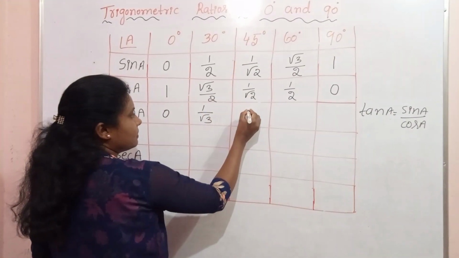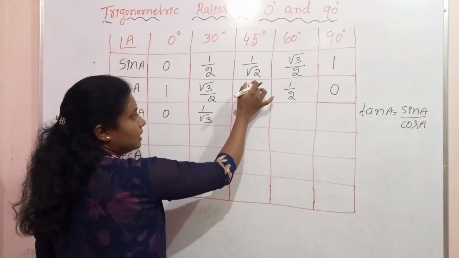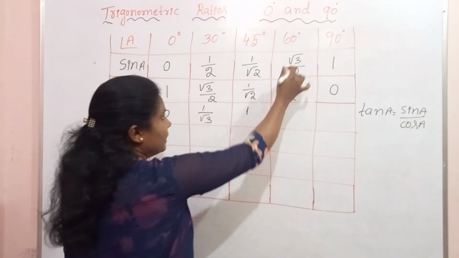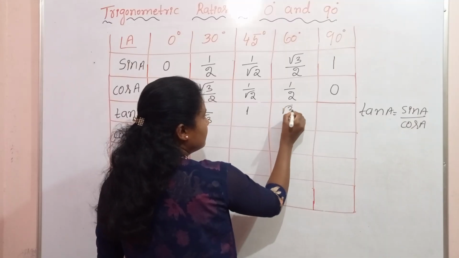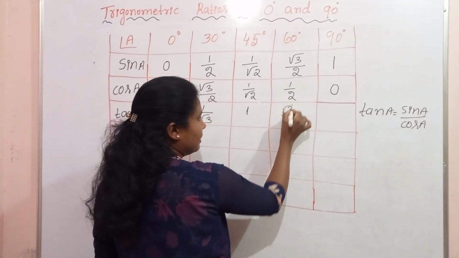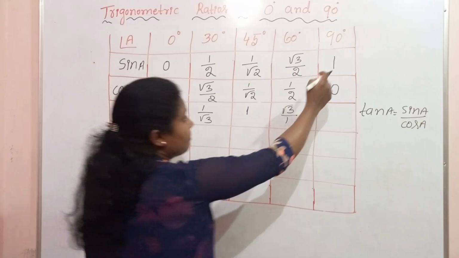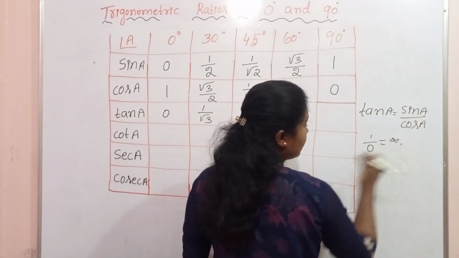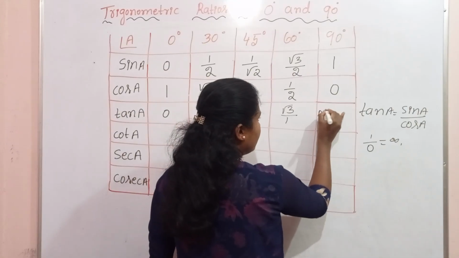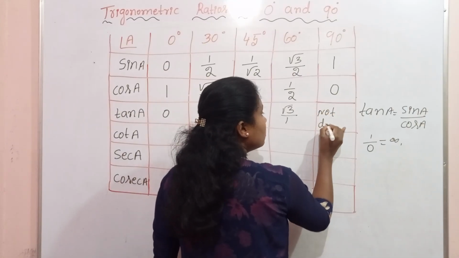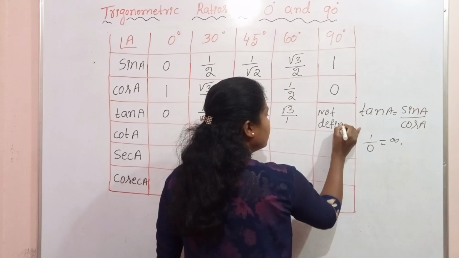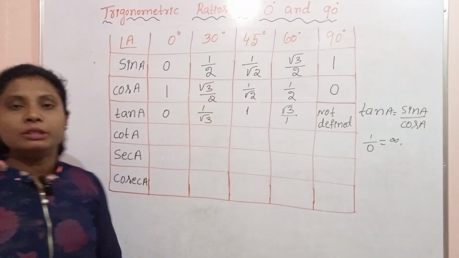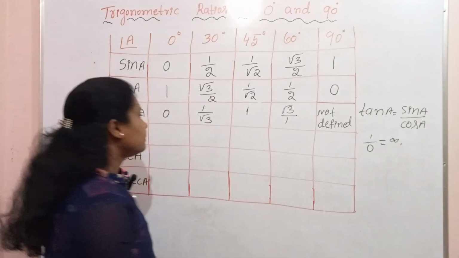Next, numerator is 1. Here also numerator is 1. 1 by 1 is 1 only. Then numerator here is root 3, denominator is 1. Root 3 by 1. Then 1 by 0. The value of 1 by 0 is infinity or not defined. Here we are writing not defined, we don't know its value. So that is why it is not defined. Or else you can write infinity also, no problem.